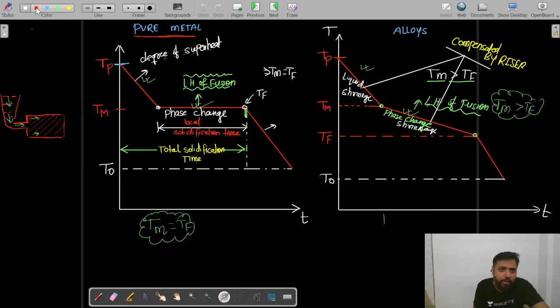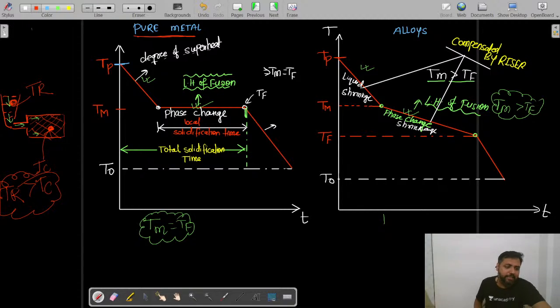That means whatever liquid metal is there in the riser cavity, its solidification time, and whatever liquid metal is there in the casting, its solidification time, let us say Tc. So if the riser's purpose is to fulfill the first two stages of shrinkages, then the solidification time of the riser must be greater than the solidification time of the casting.